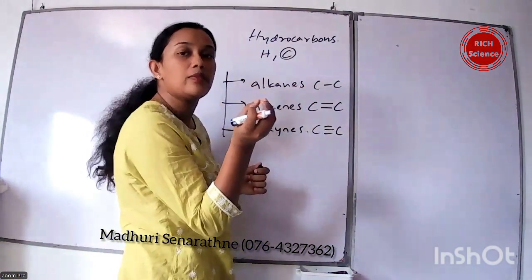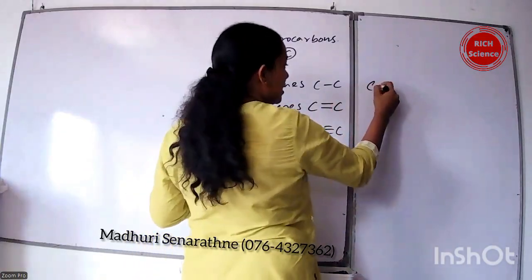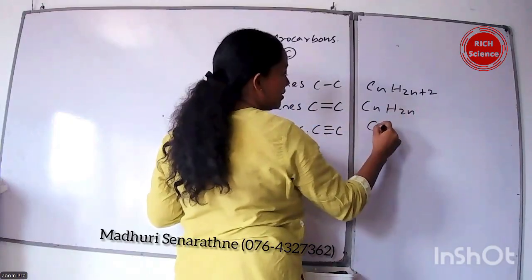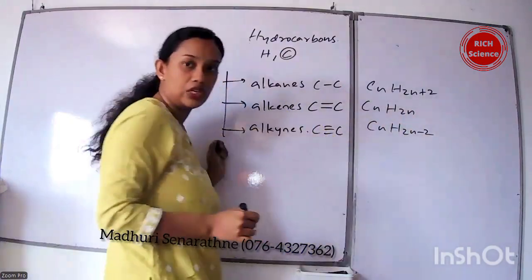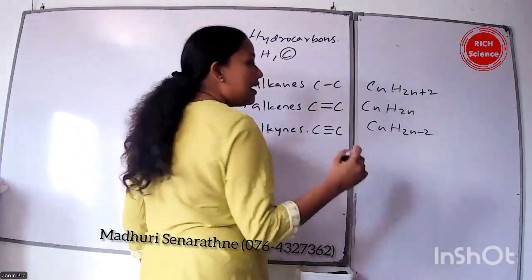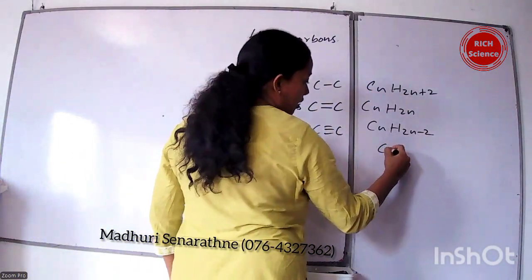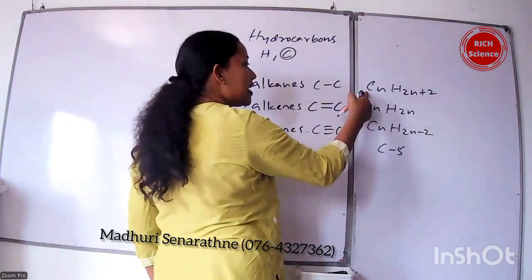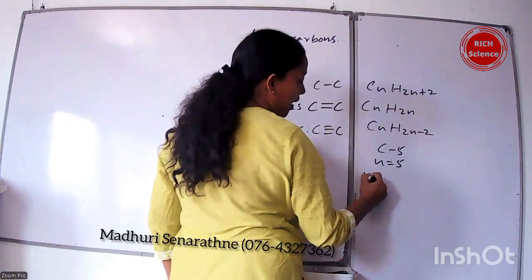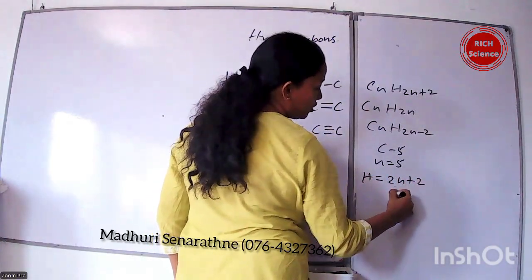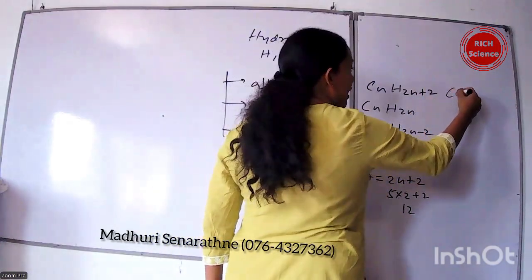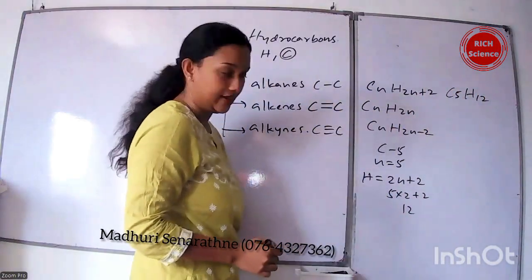Usually the general molecular formula for alkanes is CnH2n+2, alkenes CnH2n, and alkynes CnH2n-2. Consider the 5 carbon alkane, alkene, and alkyne. Carbon 5. If it is an alkane, n equals 5, then what about the hydrogen? 2n plus 2 means 5 into 2 plus 2, which is 12, so the 5 carbon alkane is C5H12.